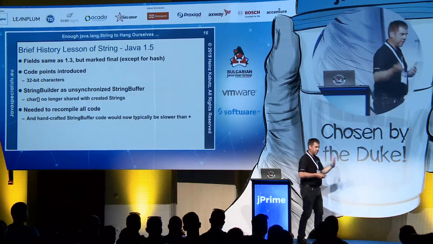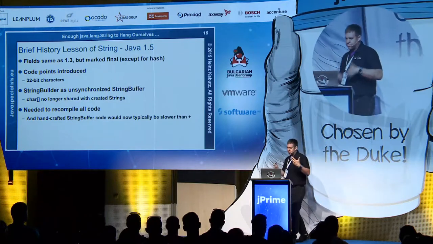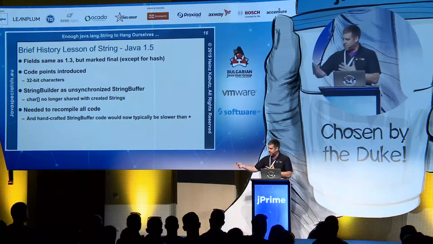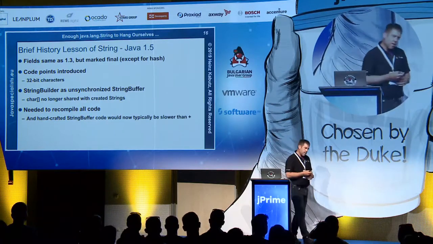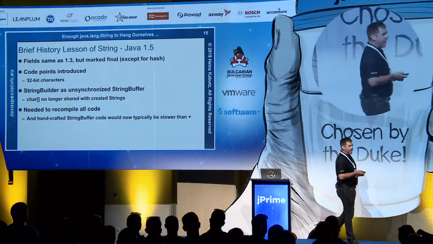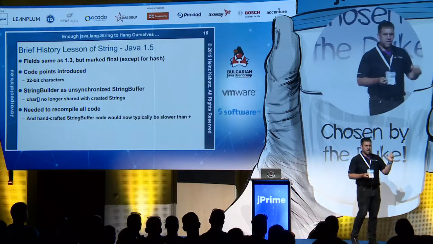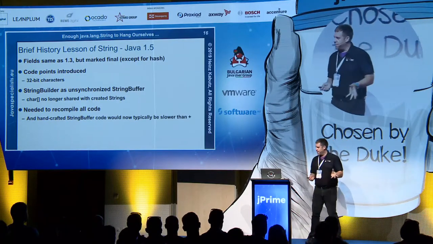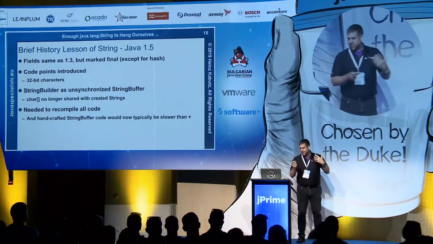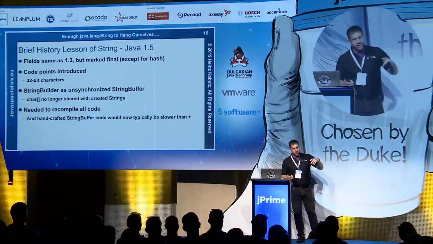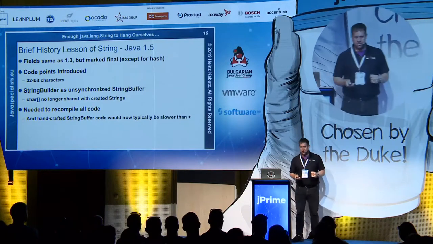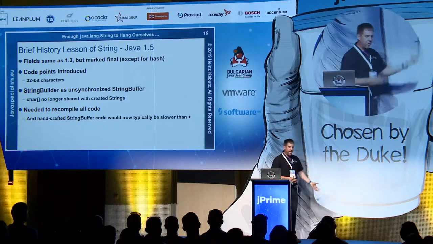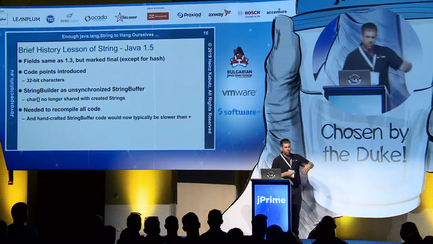We've got StringBuilder and StringBuffer, two different forms of changeable string. StringBuilder is like an ArrayList, StringBuffer is like a Vector of type char. The problem is, if you had handcrafted StringBuffer code in those days in Java 5, StringBuffer was slower than StringBuilder in Java 5, and handcrafted StringBuffer code will typically be slower than using plus in Java 5. So you have to change all that optimization code and throw it away and redo it with StringBuilder or just with plus.